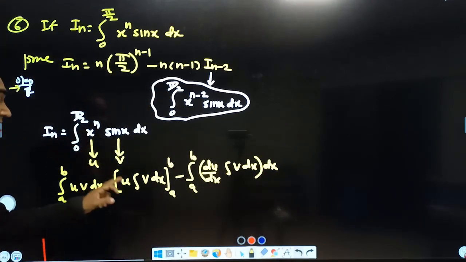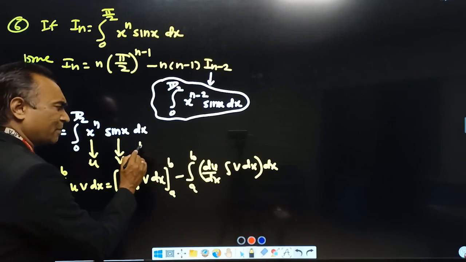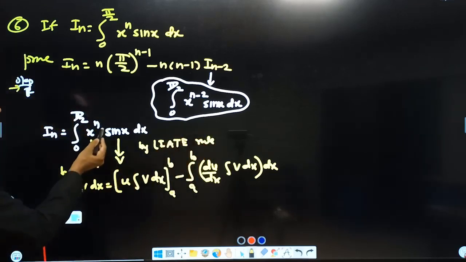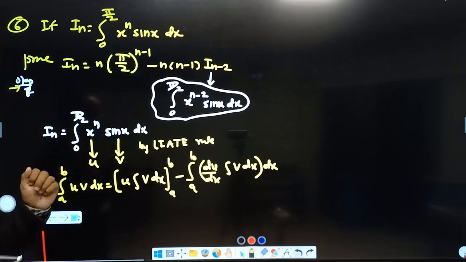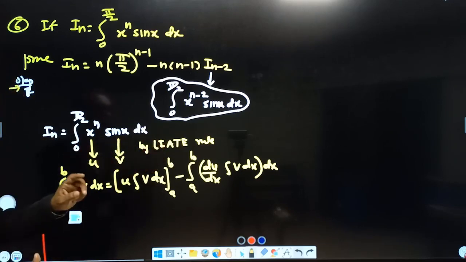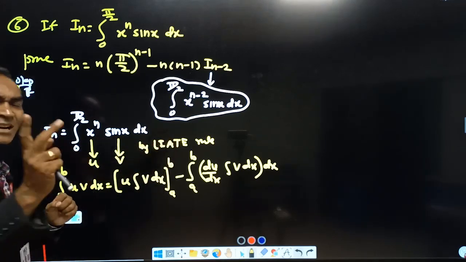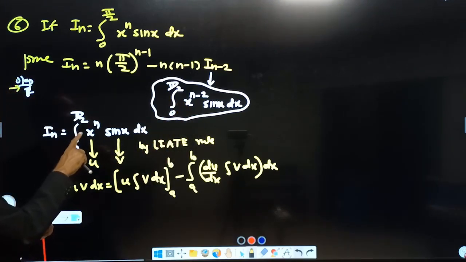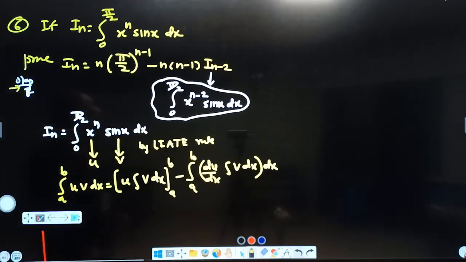The power of x decreases. Why? Because we are taking the derivative. Or if you use the by parts LIATE rule, that also works. Here sin x is trigonometric and x raised to n is algebraic. A function containing powers of x is called an algebraic function. So x becomes u, and you can apply either logic. If you use LIATE, algebraic comes first and hence u. Or the second reason: we want the power of x reduced by 2, so we take the function whose power is reduced and take it as u. You can select u and v with either reason, no problem.